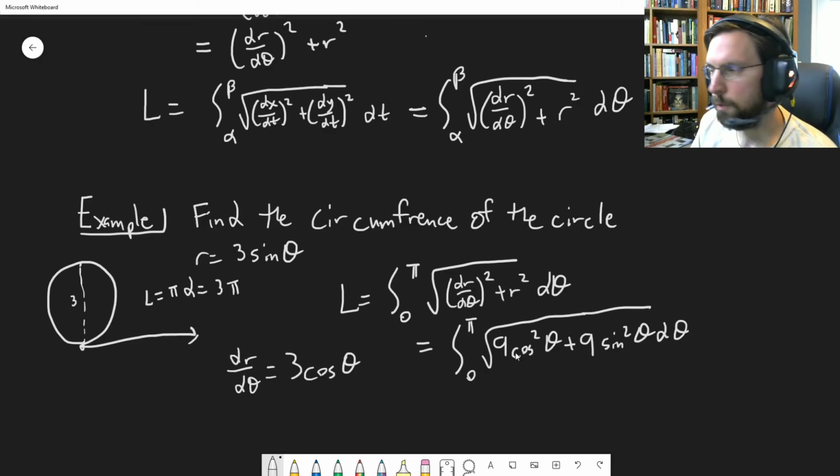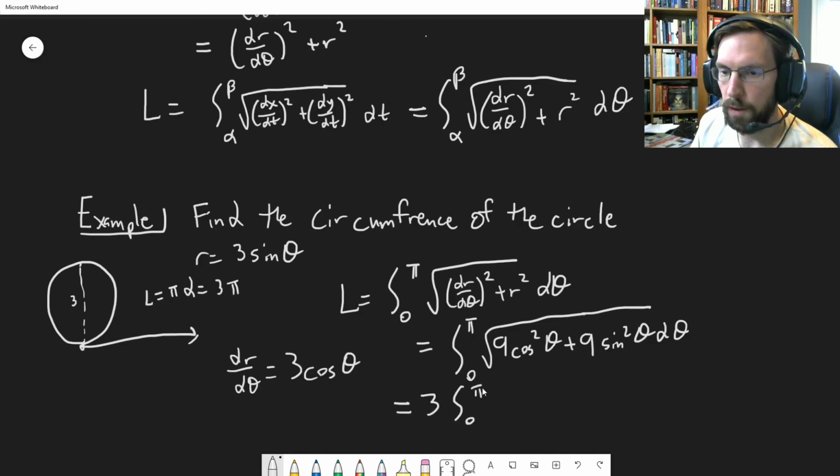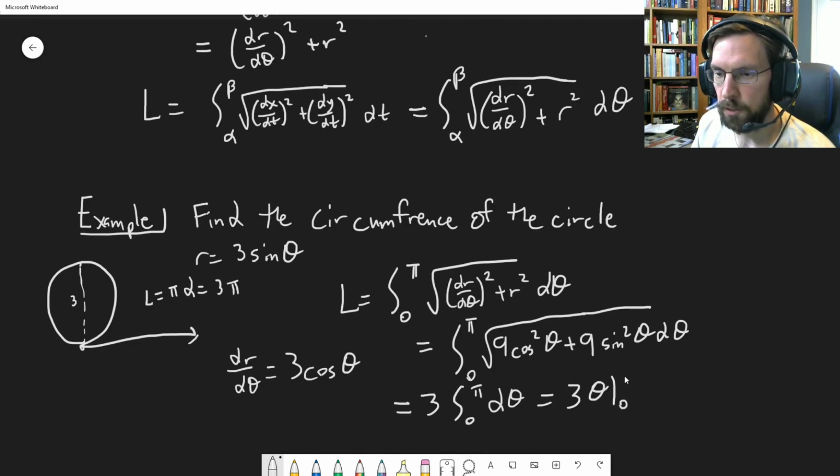Okay, but notice everything's multiplied by 9. So we can factor out a square root of 9, which is 3. And we're left with cosine squared theta plus sine squared theta, which is 1. Square root of 1 is 1. So we are left with this. And this is going to be 3 theta evaluated from 0 to pi. So this is just going to be 3 pi, precisely like we thought it would be.